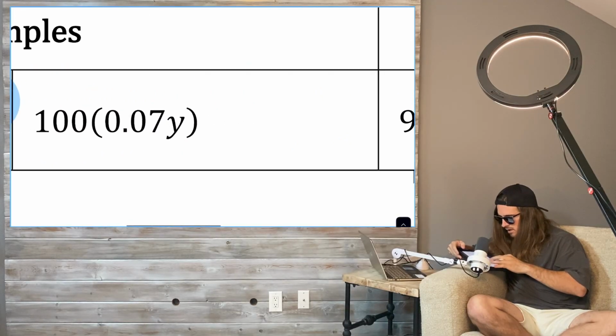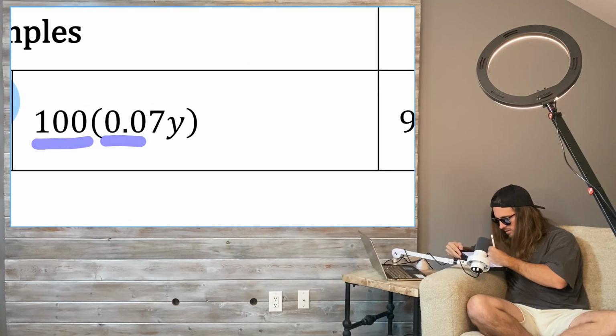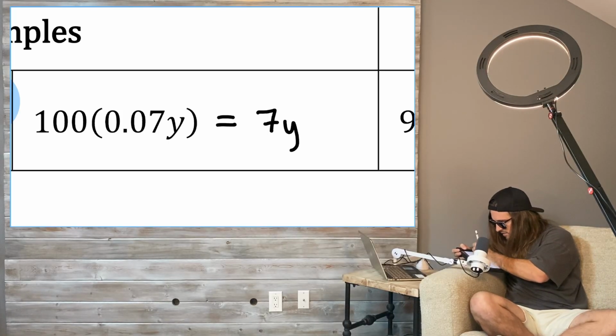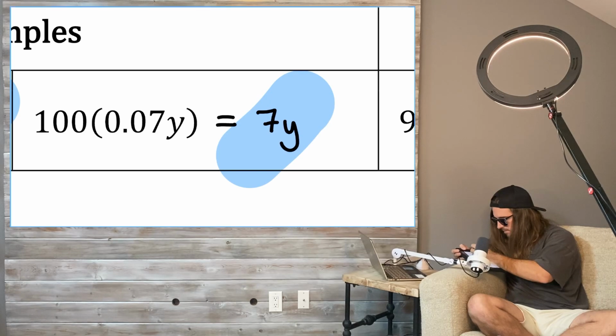Going over here, 100 times 0.07, I don't know how to explain it other than, well, yeah, you move the decimal over 2 places, because you're multiplying by 100, and this is 7y.